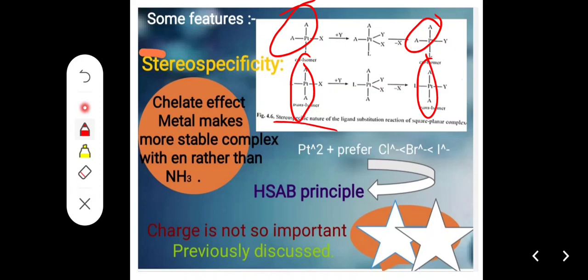Now the chelate effect: the metal makes a more stable complex with ethylenediamine rather than ammonia, because ethylenediamine produces a ring structure, that's why. Okay, the ring is more stable. Now we also consider the HSAB principle, hard soft interaction. Hard always prefers hard, soft always prefers soft. So platinum 2+ is softer, so it always prefers iodide ion, then bromide, then chloride. Okay.